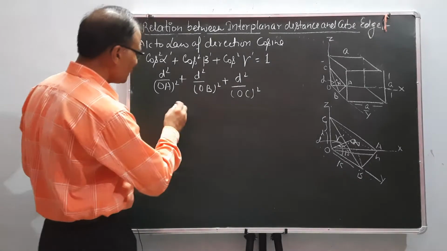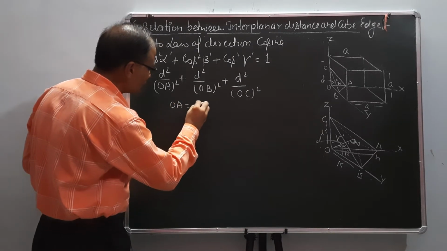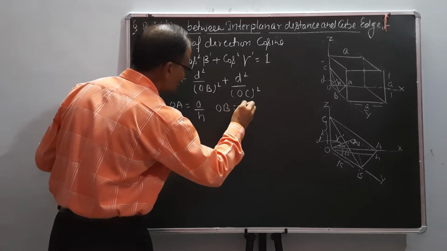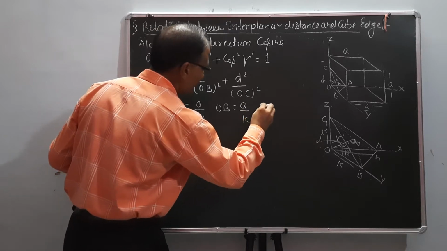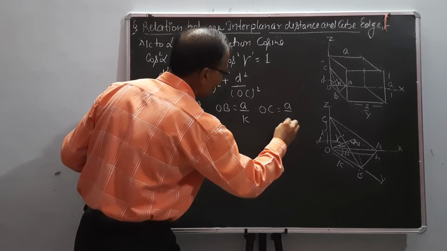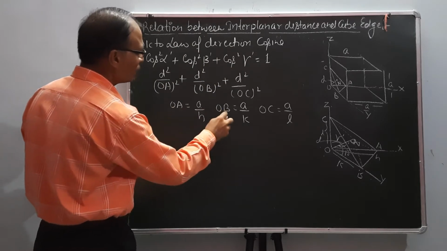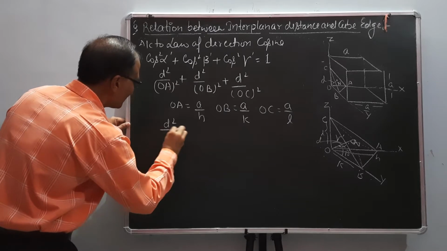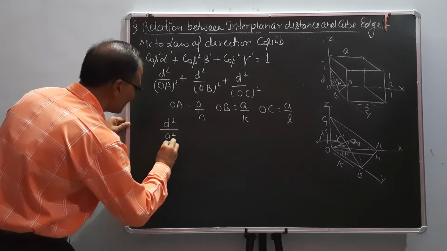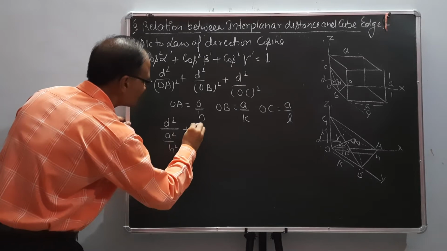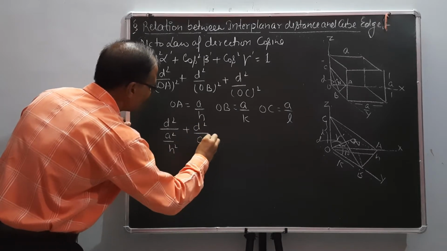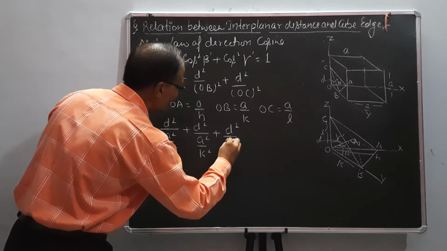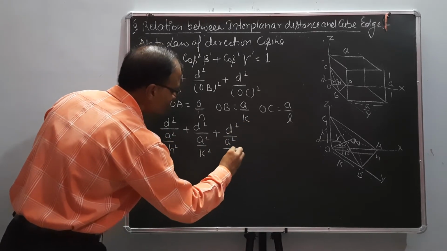The value of OA equals a upon h, OB equals a upon k and OC equals a upon l. The values of OA, OB and OC are put in the above equation. Now the equation is d square upon a square upon h square plus d square upon a square upon k square plus d square upon a square upon l square.